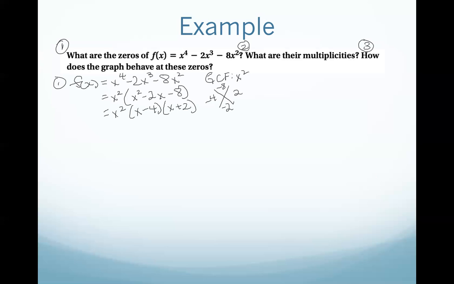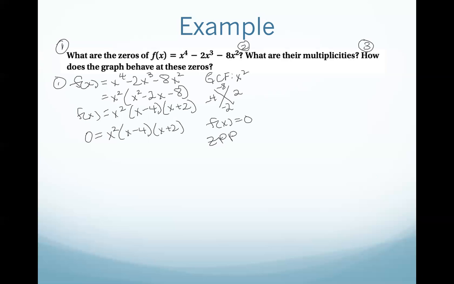Okay, now it's factored. I want to find the zeros, so that means I set my y value, or my f of x value, equal to 0. So we set f of x equal to 0. So we get 0 equals x squared times x minus 4 times x plus 2. And then we're going to use the zero product property. Notice I'm kind of writing this almost like a 2-column proof. That wasn't intentional, but I guess it's habit. I'm justifying each step, right?